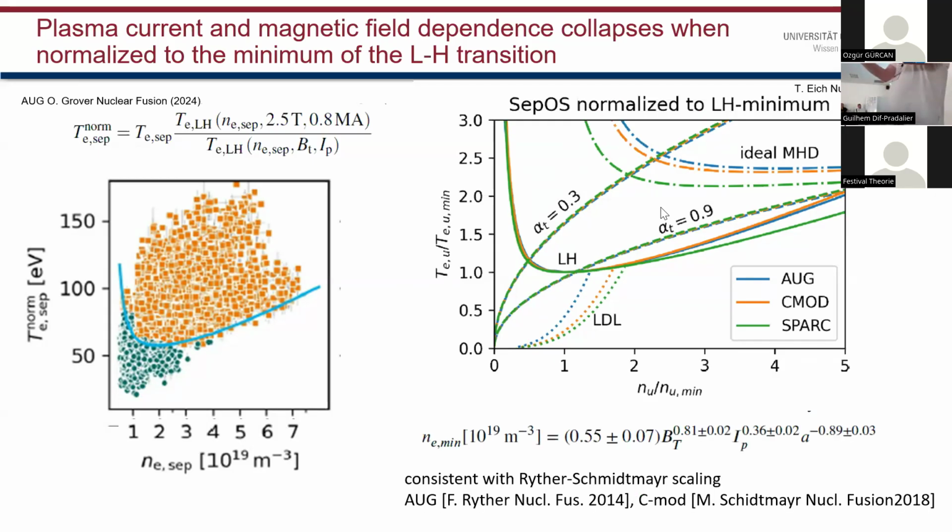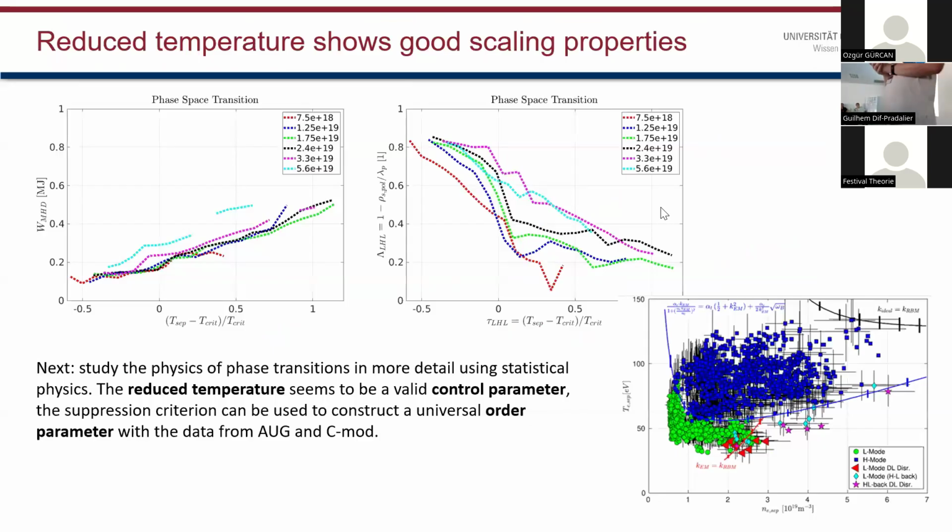And so it seems that it can be used in a very general way. You can calculate then from the scaling laws the minimum density at the LH transition, and this is consistent with the Ryter-Schmidtmayer scaling for ASDEX, and C-Mod. So we can recover these basic scaling laws of the L-to-H transition in a general way for different machines and powers. I also have something not shown yet. I wanted to go to this one too.